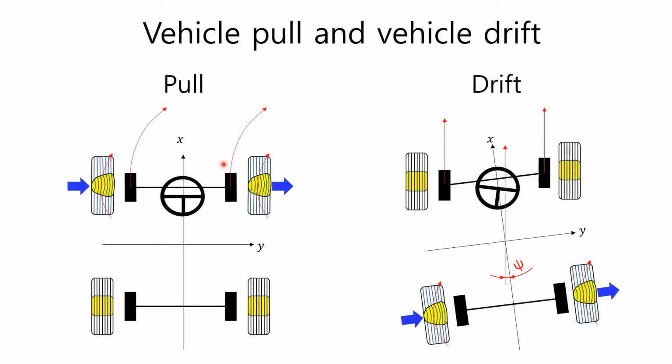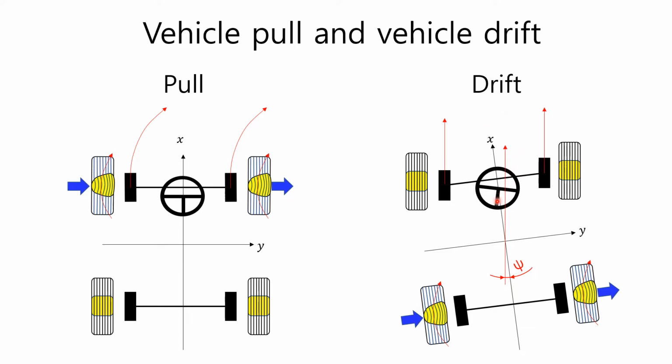Vehicle pull is mostly determined by the front tires, and the rear tires have a little effect. If there is a conicity in one direction on both front tires, the vehicle pulls. However, if conicity occurs in one direction on both of rear tires, as shown in this figure, the longitudinal axis of the vehicle does not match the direction of travel and goes straight. And this is called vehicle drift.